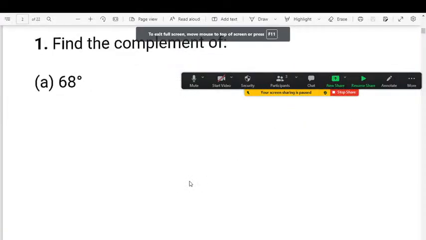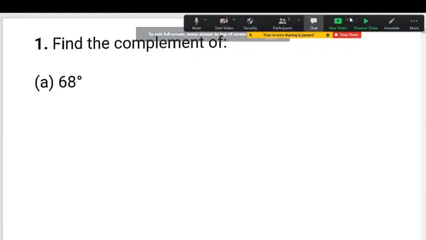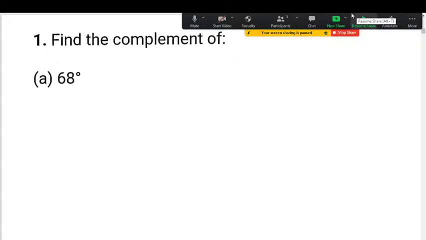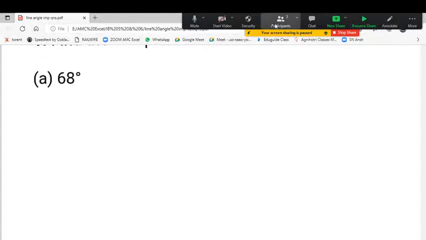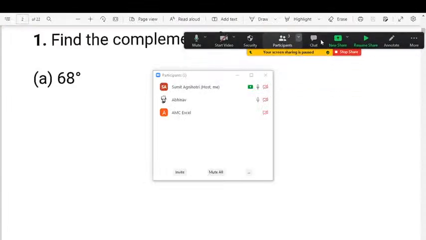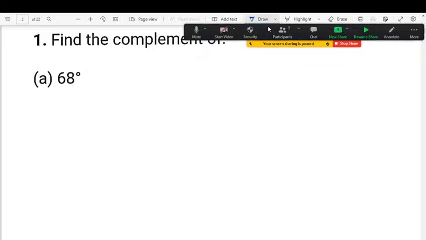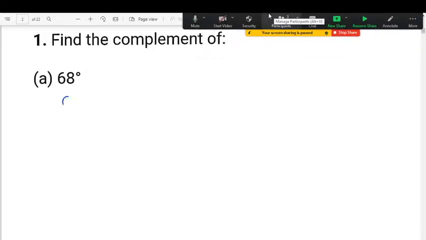Okay, 68 degrees. Find the complement of this. I just assume the complement of this angle is, let's say, any value, maybe theta, or maybe something else. Right now I'm assuming it to be 22. Yeah, let's say it is x. Then these should sum to 90.